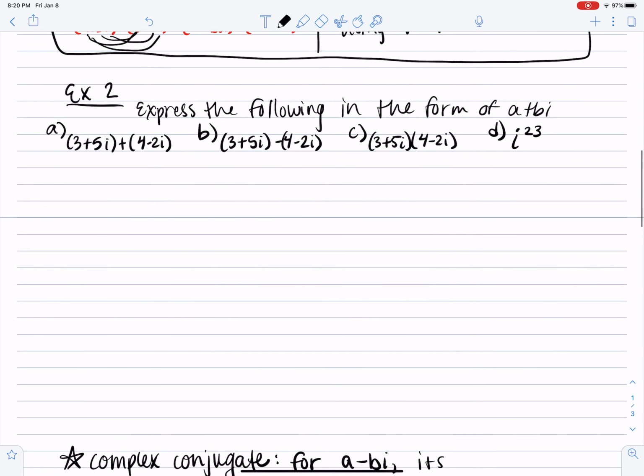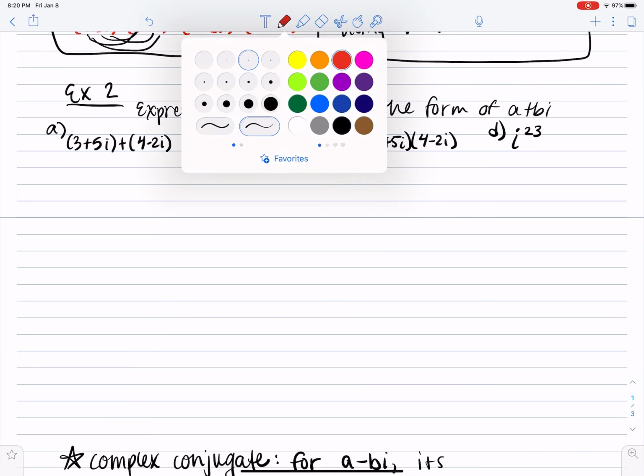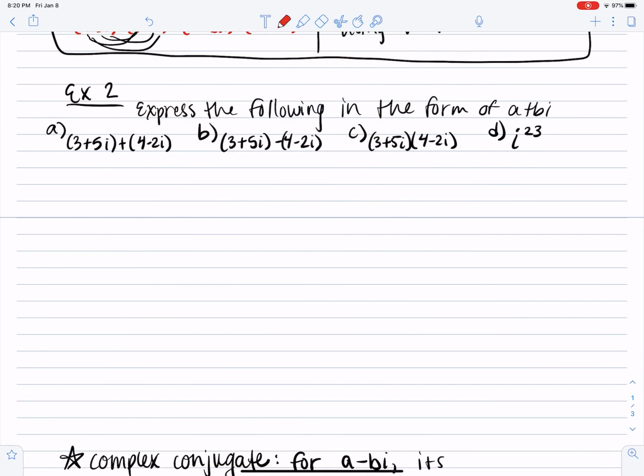All right, example 2. Express the following in the form of a plus bi. So a, the first one is 3 plus 5i plus 4 minus 2i. So basically you're just adding all of it together, so you can rewrite it without the parentheses. And then you just combine what goes together. So this becomes 7, and then 5 minus 2 is positive 3i, and that's your answer there.